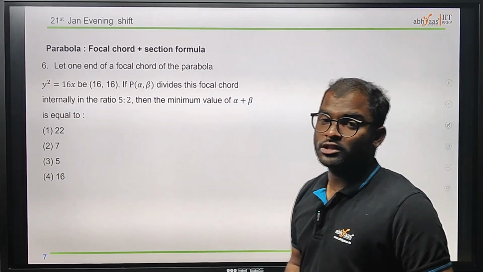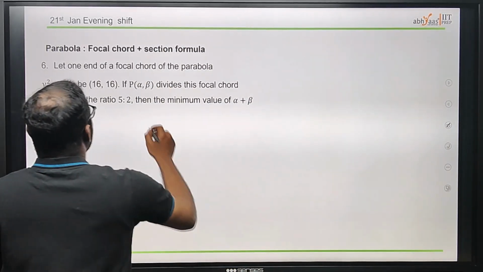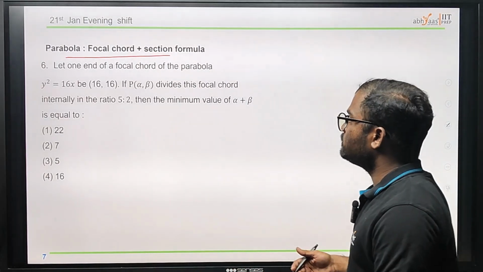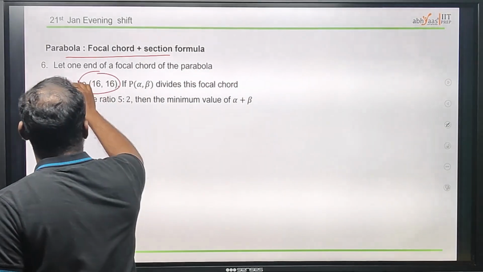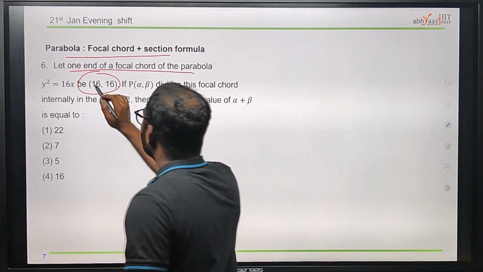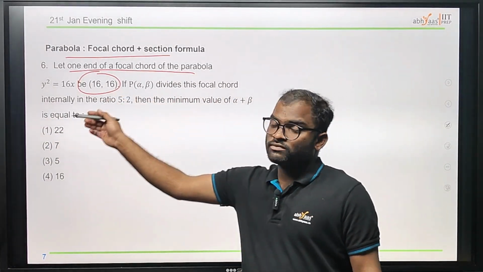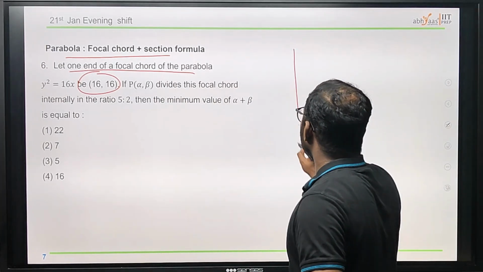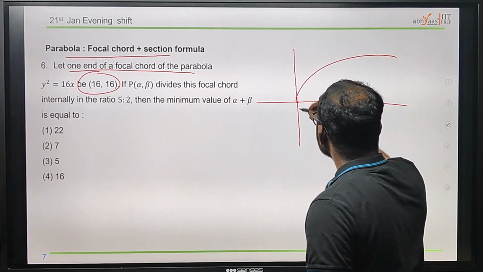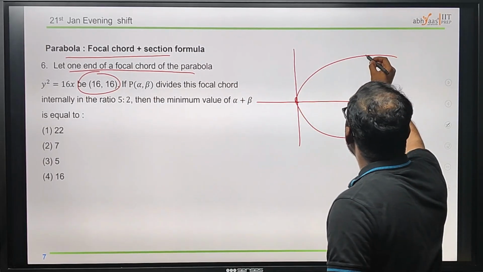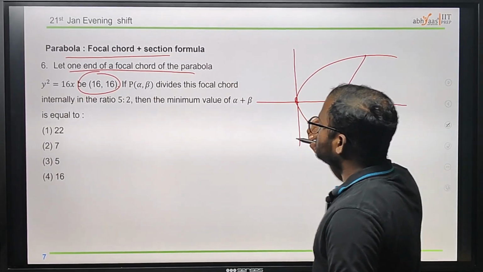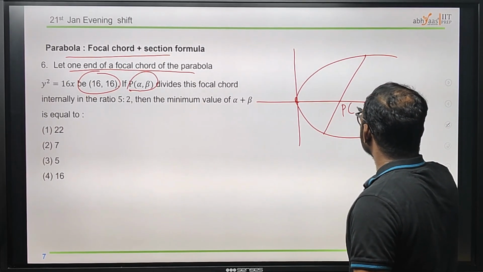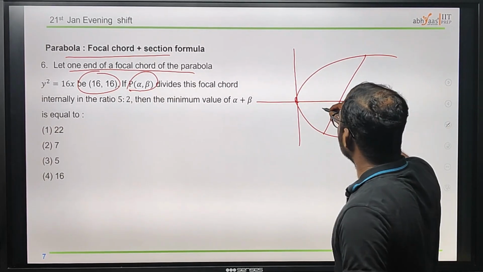Now the next question is on the basis of the parabola, focal chord and using the section formula. If you see here, they have given one point. They are saying that one end of the focal chord of the parabola is (16, 16), and by using this we have to find the other end of the focal chord. We have the parabola as this one, and they're saying this point and here another point, and that P of alpha comma beta divides the focal chord in the ratio 5:2.